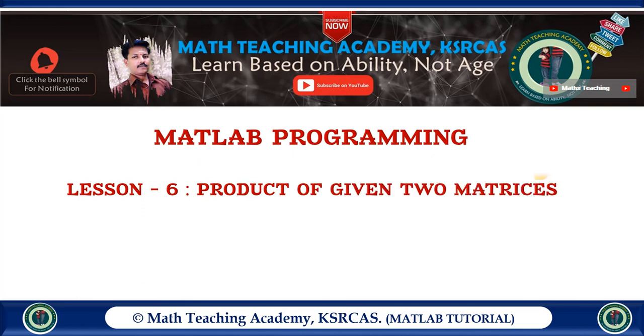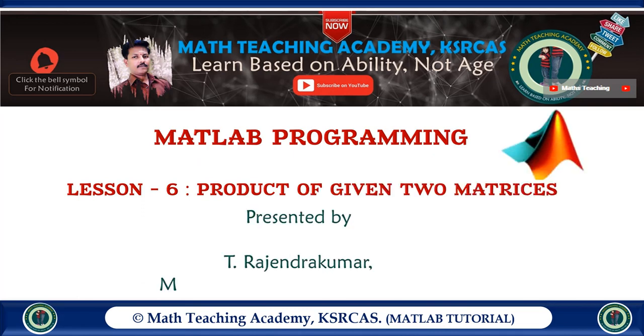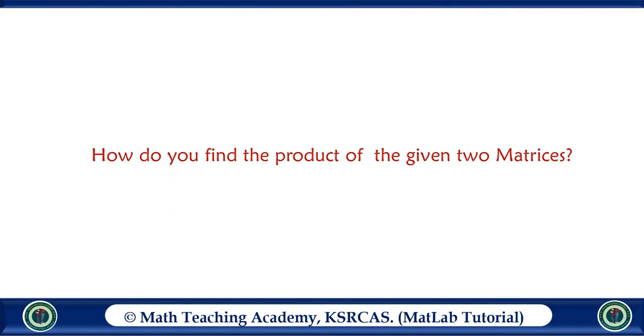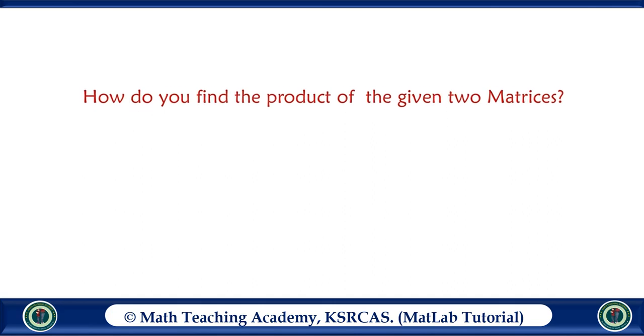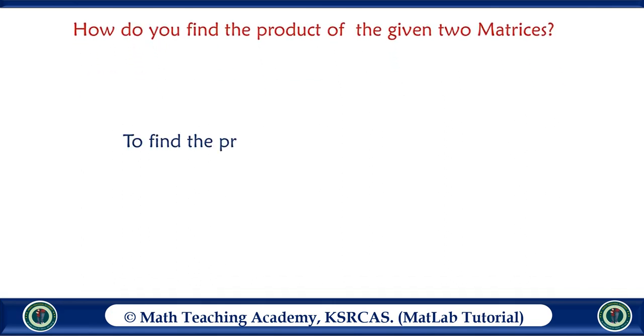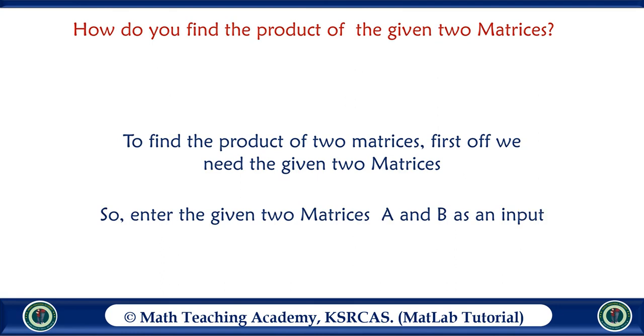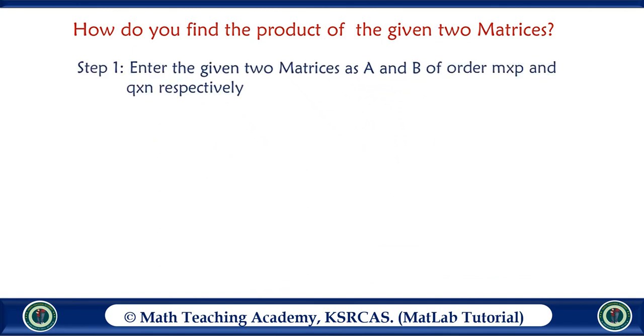Here in this lesson, today we are going to look at the product of given two matrices. How do you find the product of the given two matrices? To find the product of two matrices, first off, we need the given two matrices. So, enter the given two matrices A and B as an input. Let it be step 1. Enter the given two matrices as A and B of order m by p and q by n respectively.